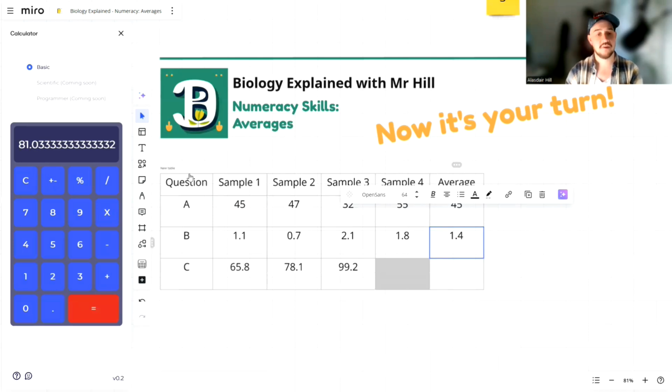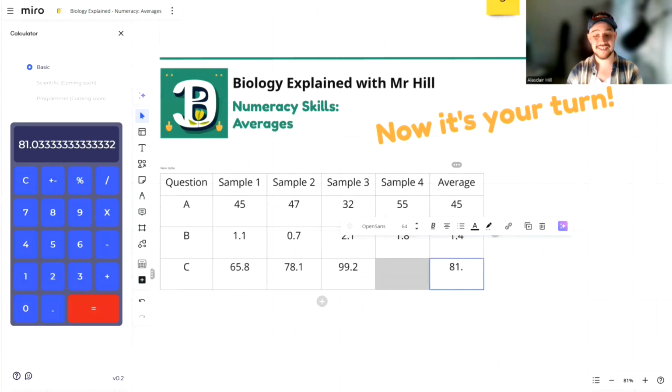81.033333. So again, we've got 3 significant figures this time in all our sample numbers. So we're going to make sure that our average is also to 3 significant figures. So it's going to be 81.0. The 0 is still a significant figure because it's following numbers of value there. Okay, so I hope that was useful. I hope you were able to calculate these successfully. Remember, for averages, all you need to do is add up those values and divide by the total number of values.